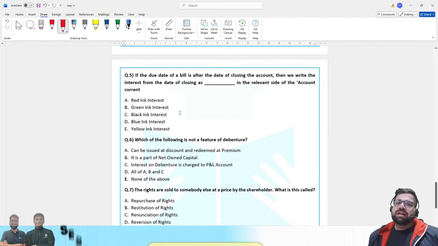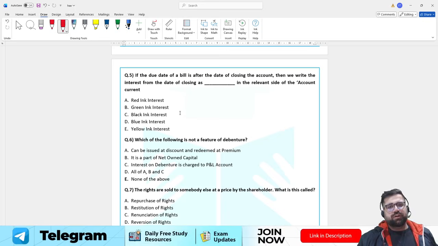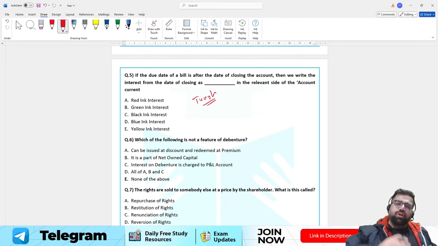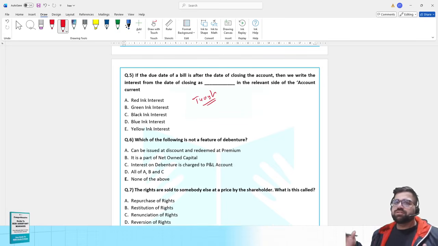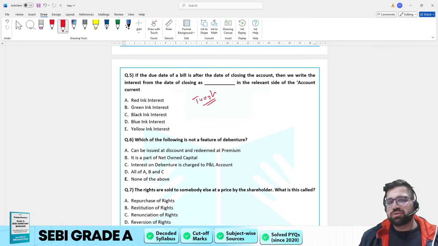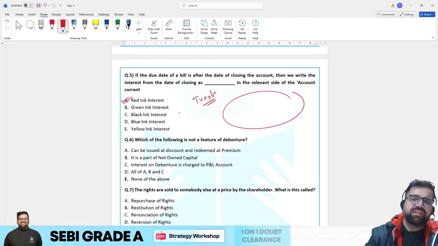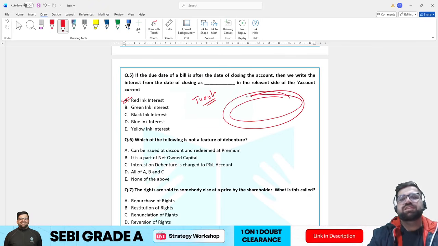Question number 5. If the due date of a bill is after the date of closing of the account, we will write the interest from the date of closing as what? In the relevant side of accounts current. Now see, this is a kind of tough question because this is not known to many people. In fact, we do not teach bills of exchange in EduTap itself because the question weightage is very low. Hardly one question has come in the last 2 to 3 years. The answer over here is red ink, and remember my friend, you do not have to cover everything. You just have to cover the majority of the stuff. So even if you leave question number 5, it's completely okay.